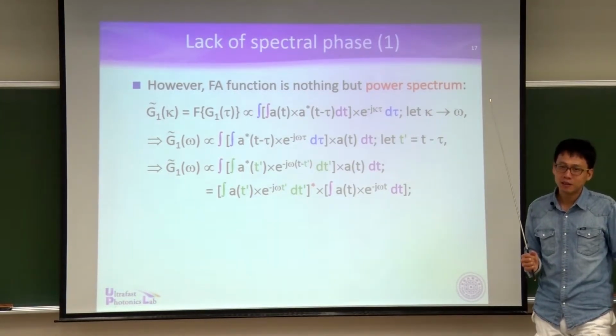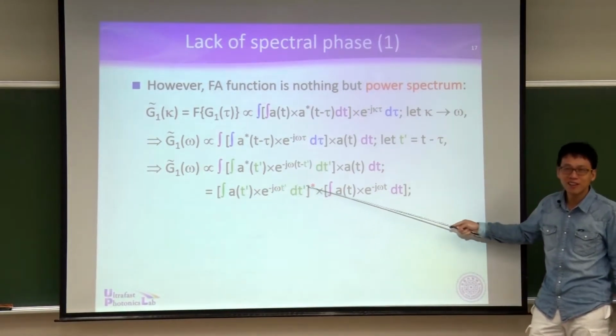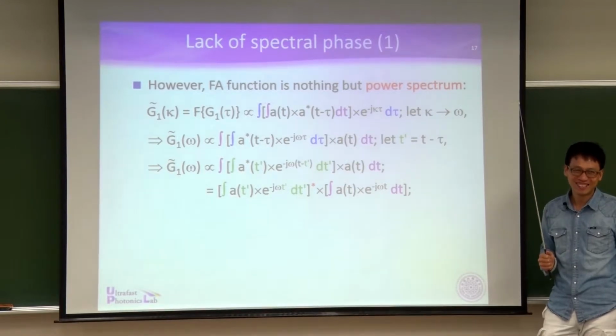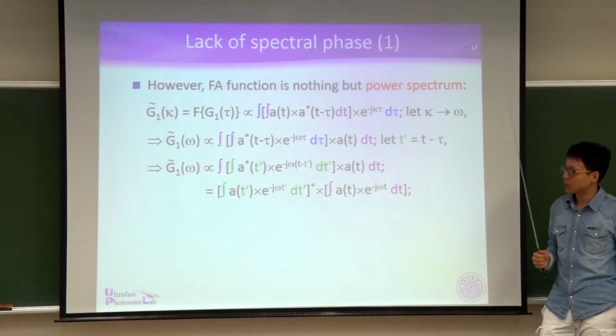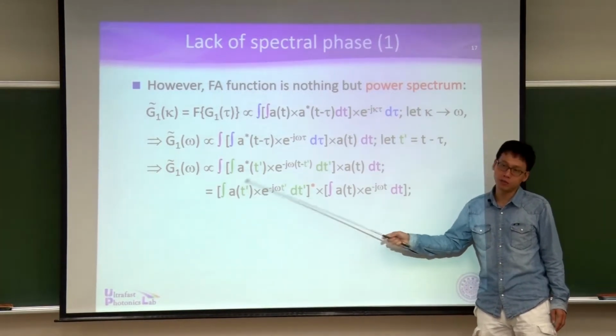Okay. Now, what is the individual integration? This is by definition, it's the Fourier transform of small a of t.